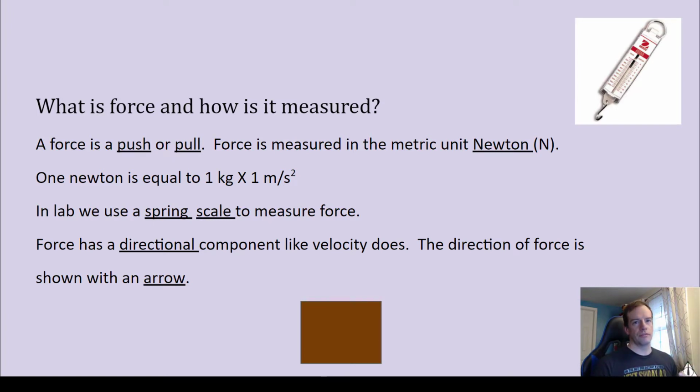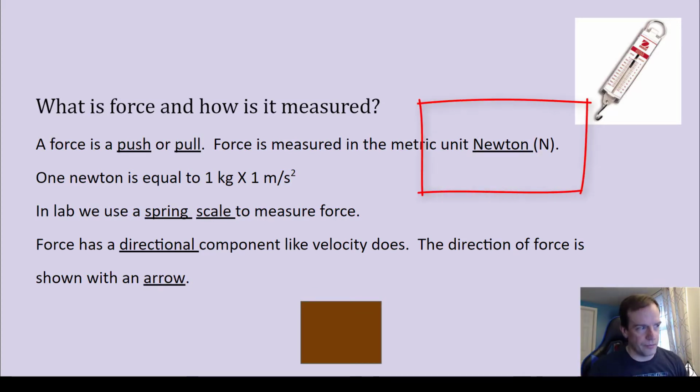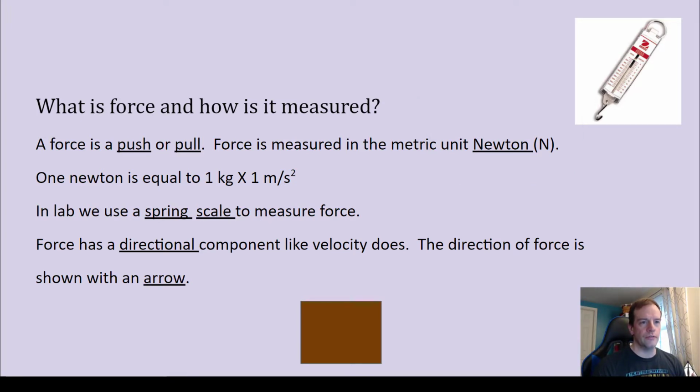When we measure forces, we measure in a unit called newtons, named after the scientist Sir Isaac Newton, and it's abbreviated N. We measure in lab newtons using a spring scale, and you can see a picture of a spring scale in your notes. On that, usually we'll have 1 unit on one side and then newtons on the other side to measure the force.